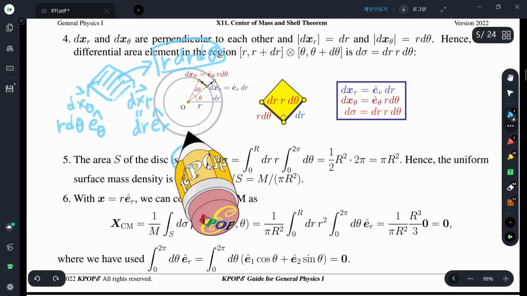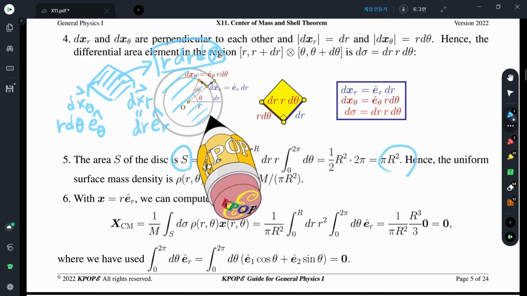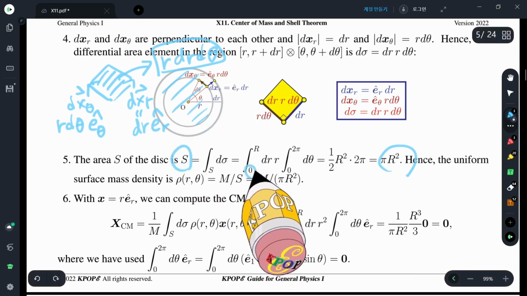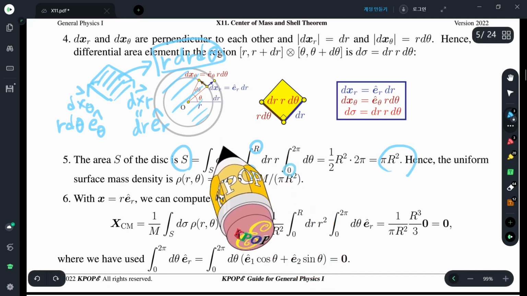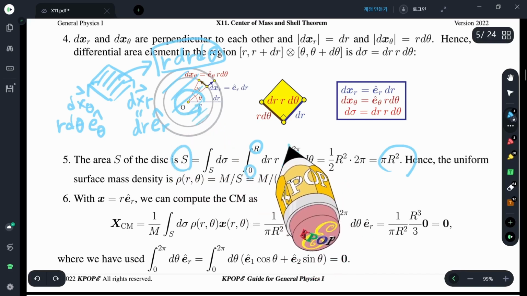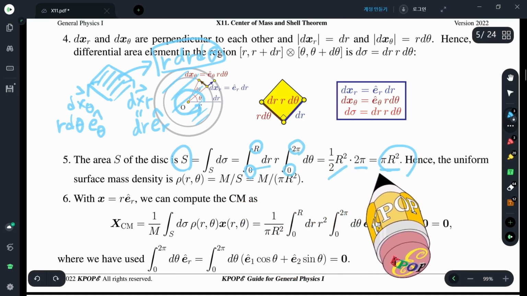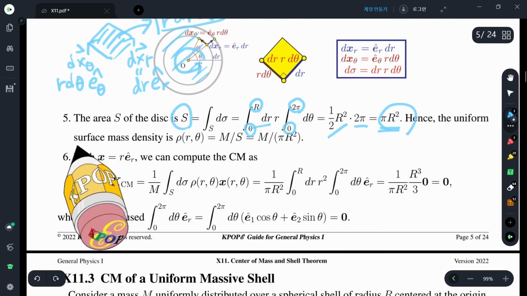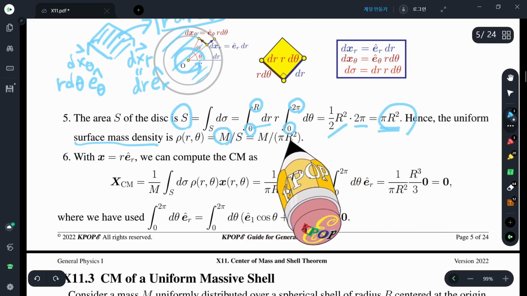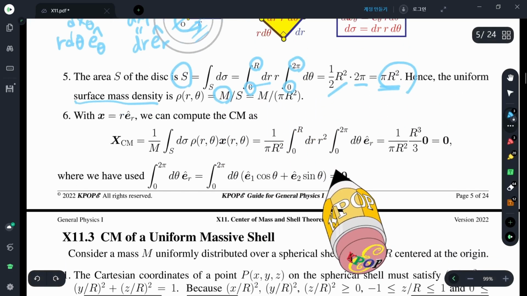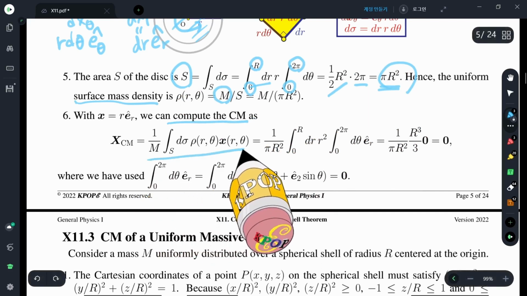So the area of the disk, you know the answer, pi r squared, can be reproduced by integrating over the radius r of the disk and the whole angle running from 0 to 2 pi. The radial integral gives half r squared, and with the 2 pi, the answer is pi r squared. The surface mass density is obtained by dividing the total mass by the area, so m over pi r squared. Then we can compute the center of mass, substituting all of the ingredients into the formula.